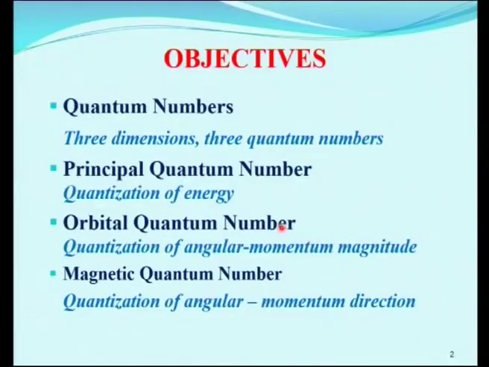To explain 3 dimensions, 3 quantum numbers are required, namely the principal quantum number, which explains the quantization of energy. The second one, the orbital quantum number, which illustrates quantization of angular momentum in terms of magnitude. The third one is the magnetic quantum number, which also explains quantization of angular momentum, but in terms of direction. Now, let us see these quantum numbers one by one in detail.